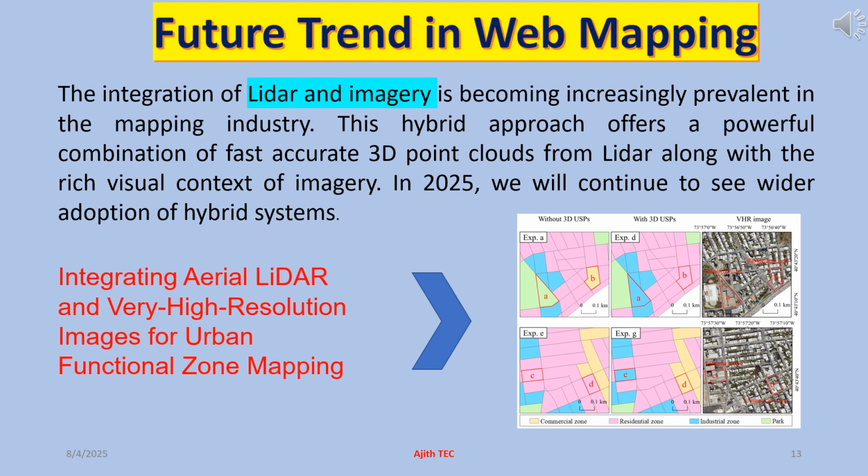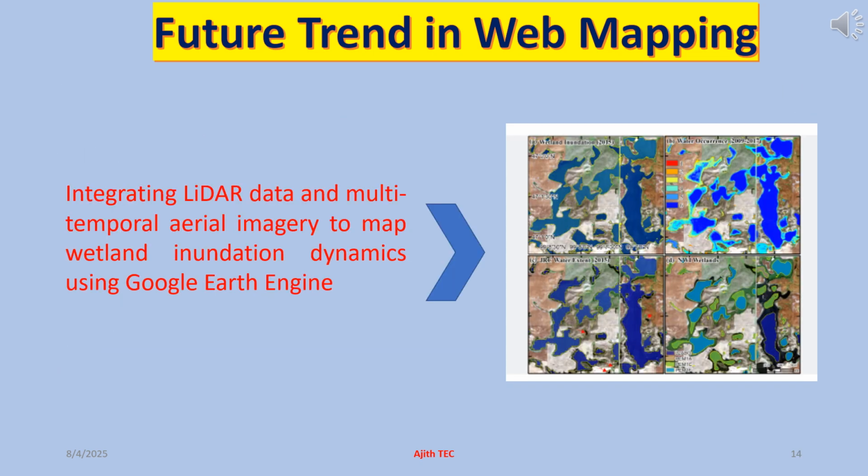Integrating aerial LiDAR and very high-resolution images for urban functional zone mapping. These maps are very useful for urban planners and city councils for better planning and management of activities in relevant cities. Future trend in web mapping. Integrating LiDAR data and multi-temporal aerial imagery to map wetland inundation dynamics using Google Earth Engine. It is useful for proper protection and management of wetlands and for development of the relevant area.